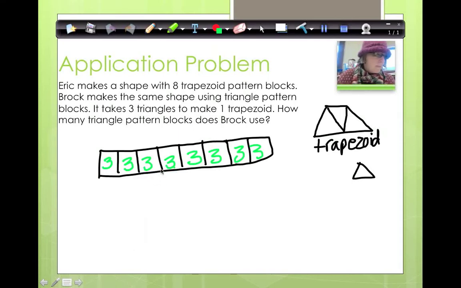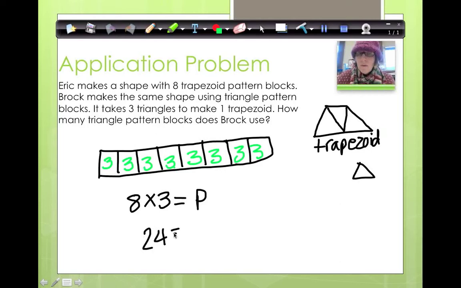Okay, now, it says how many triangle pattern blocks does Brock use? Now I could skip count, yeah, but let's use a letter to represent what we don't know, just to practice doing that. So we've got 8 pattern blocks, so he's going to have 8 trapezoids to cover, and each one of those trapezoids requires 3 triangles. What is it that we don't know? We don't know how many pattern blocks he's going to need. So let's multiply that. 8 times 3 is 24 equals P, but I'm not done.